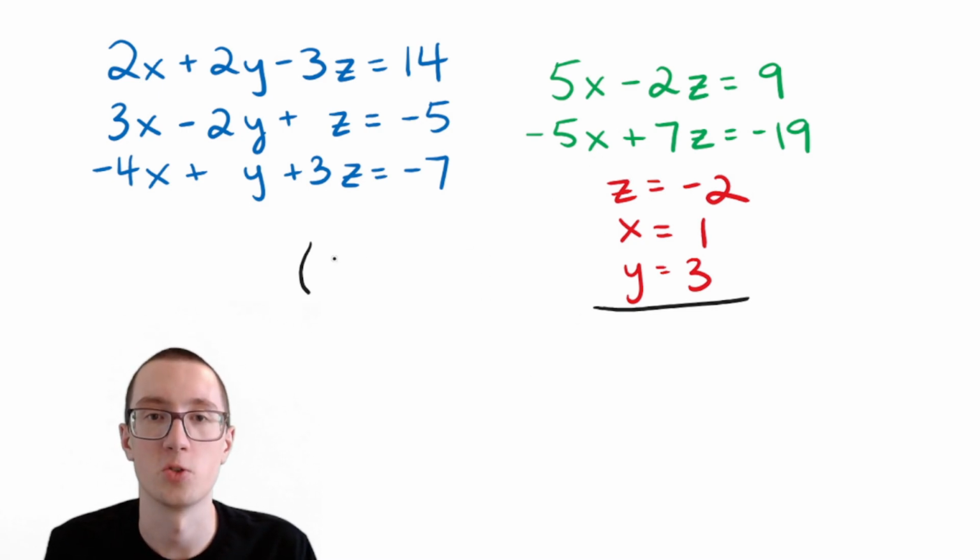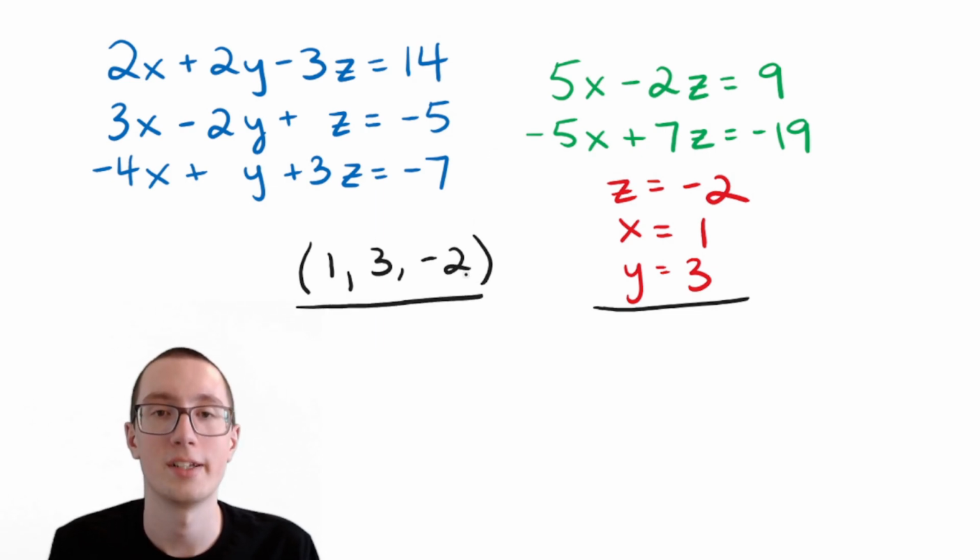So we do x first, which is 1, comma, and then we have y, which is 3, comma, and then we have z, which is minus 2, and then close the parentheses. So our answer is (1, 3, -2).